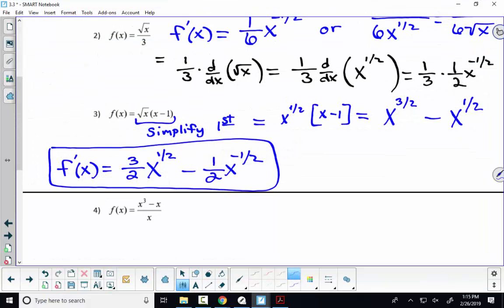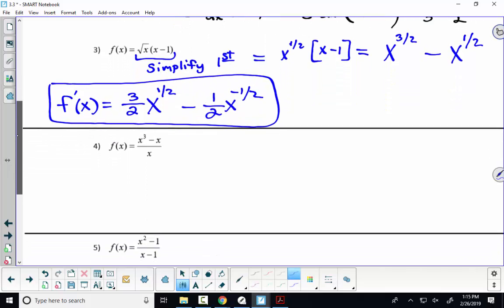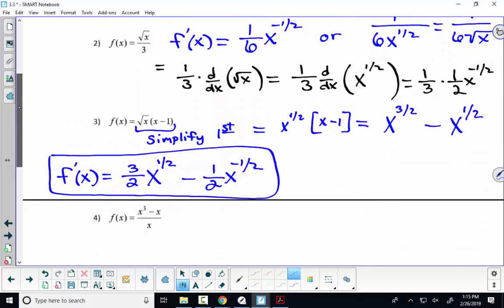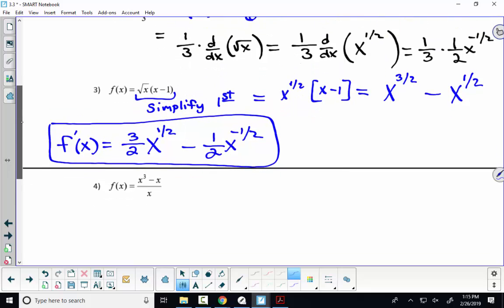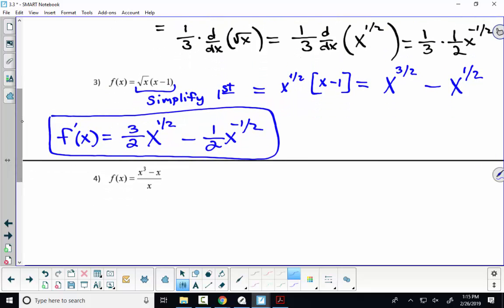So we left off in 3.3. The last example we looked at, example 3, we had to simplify the function first before we took the derivative. So we distributed square root of x into x minus 1, and that gave us x to the 3/2 minus x to the 1/2. So that's equivalent to our function. Then we applied the power rule to both terms to find the derivative.